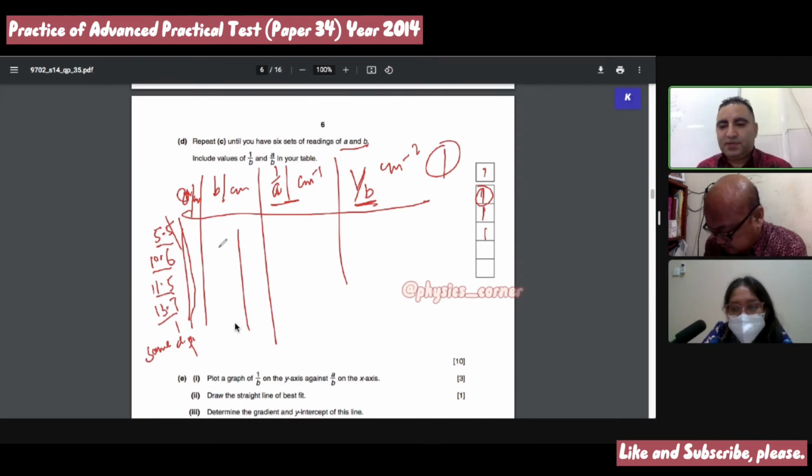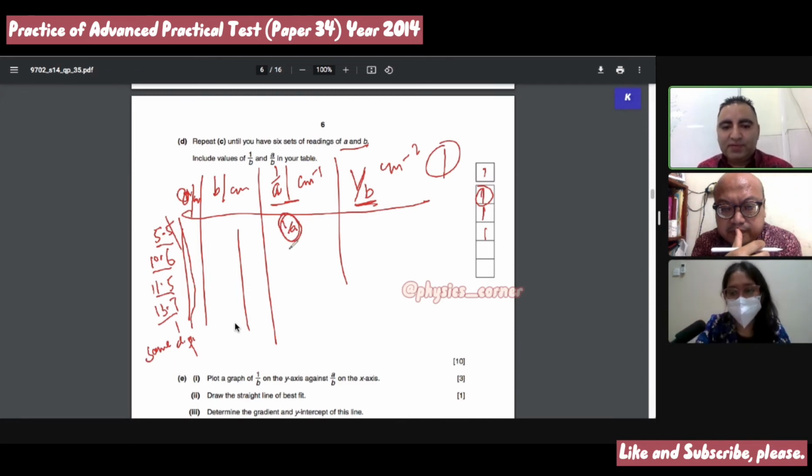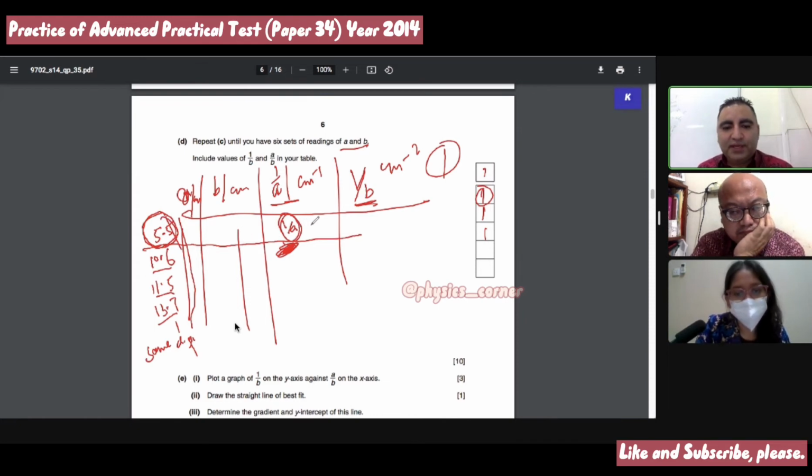Same is the case for B also. Now, if this is 1 over A, the significant figures for this first row, you follow from here. So this should have either 2 or 3 significant figures, because it can have the same number or one more, right?